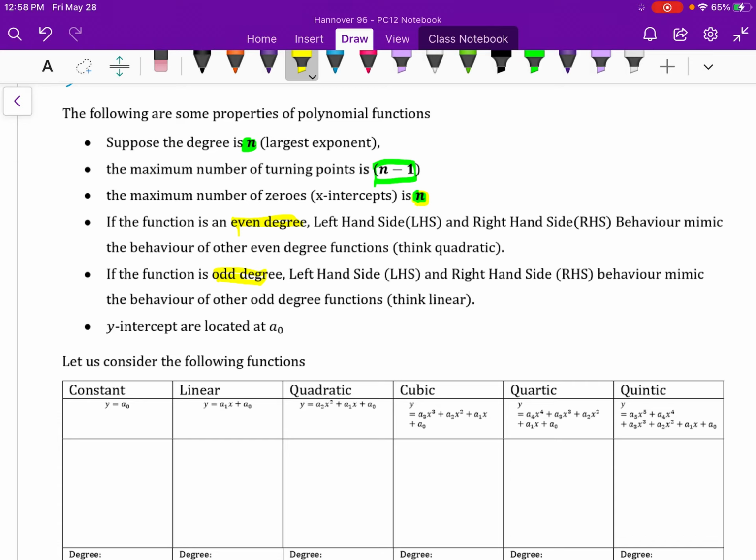On all odd degree functions, the left-hand and right-hand side behavior, that is the arms of the graph, will mimic those of other odd degree functions. Now, are you an expert in one odd degree function? Absolutely you are, and it's called a linear function. Last but not least, the y-intercept is located at a_0, or the constant term.